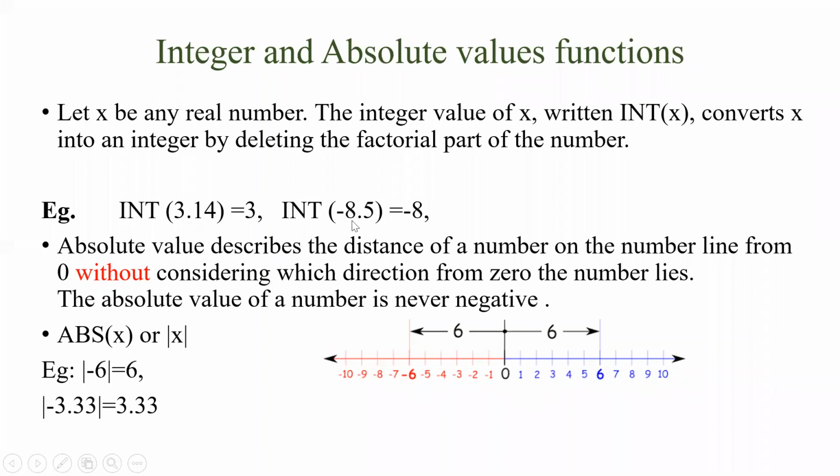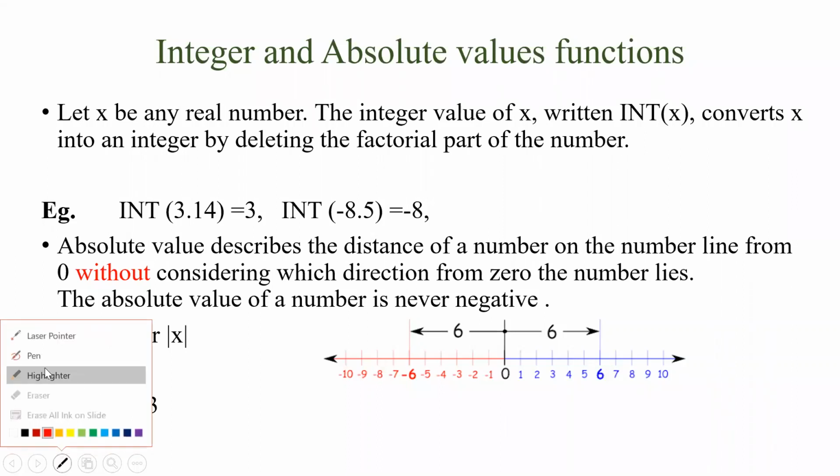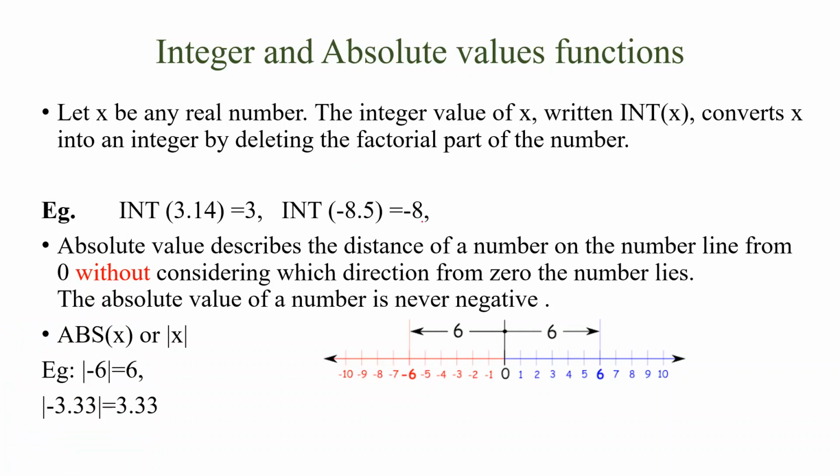If you are finding the integer value using the integer function, you will not remove the minus sign. Listen here, you will not remove. The integer function will not remove the minus sign. It will remove only the fractional part or the decimal part. Got it? But if you are using the absolute function, it will remove only the minus part and it will not remove the fractional part. Got it? That's why I gave this example. Absolute value will remove only the sign part, while the integer function will remove only the fractional part.